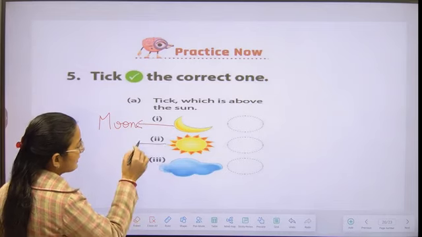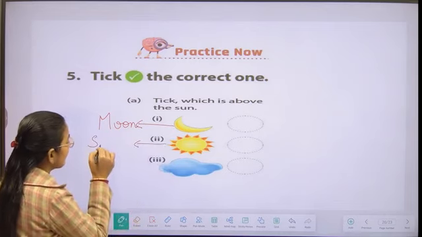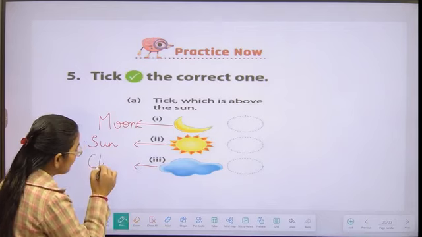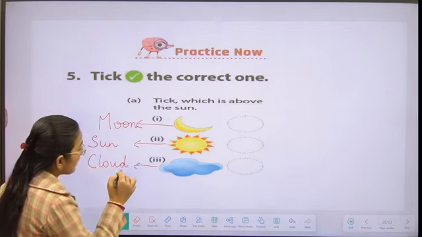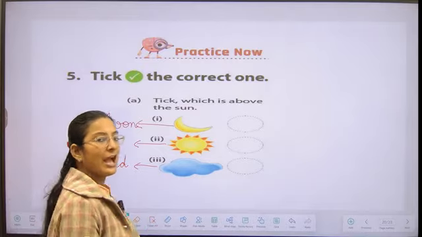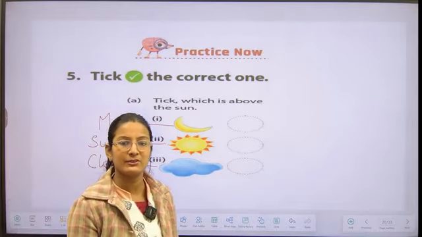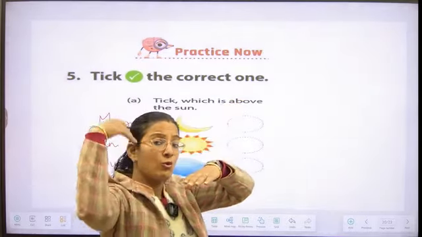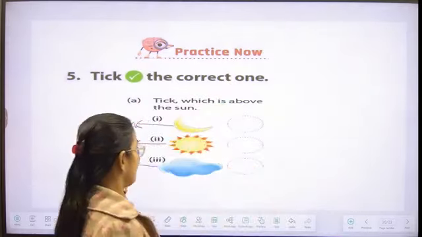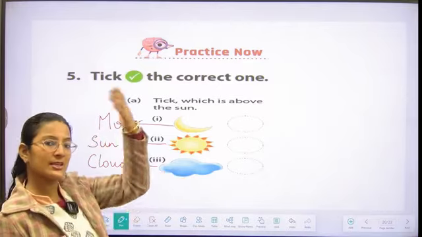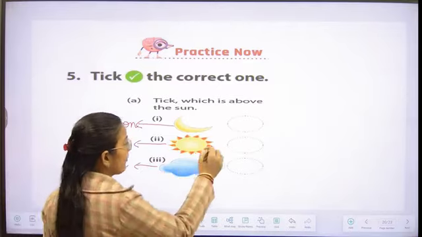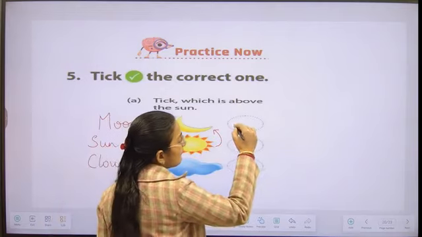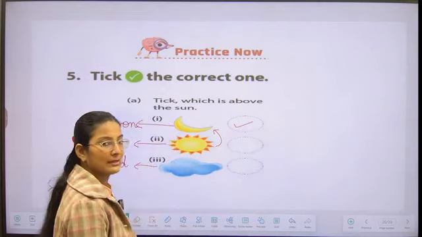And what is this, kids? This is sun. And what is this? This is cloud. हमें क्वेश्चन में क्या करना है? We have to tick the picture which is above the sun. Above का मतलब क्या हुआ? sun के ऊपर जो है. तो पिक्चर में देखिए, which picture is above the sun? sun के ऊपर क्या है? Moon. So what we have to do? We have to tick the moon.